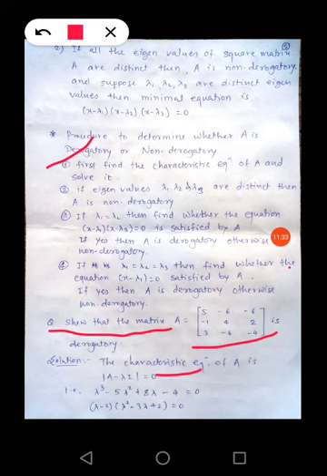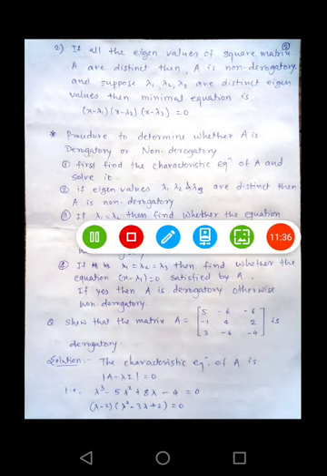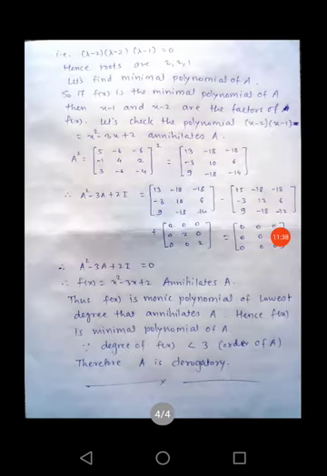This is the further factorization. Now we will say lambda minus 2 into lambda minus 2 into lambda minus 1 equal to 0. That means 1, 2, 2 are the roots of the above characteristic equation. Okay, and we know that the roots of the characteristic equation are nothing but the eigenvalues.